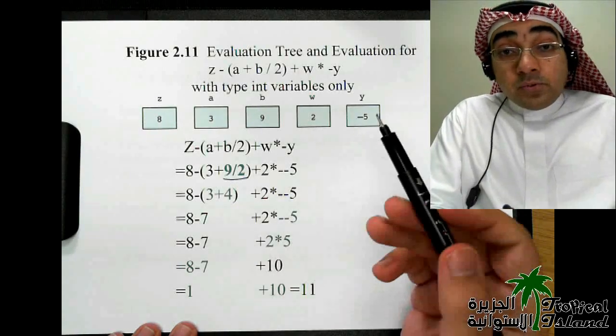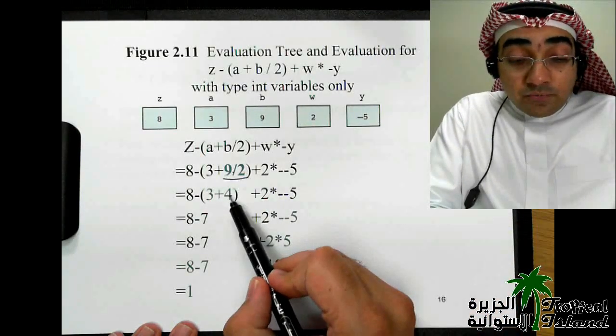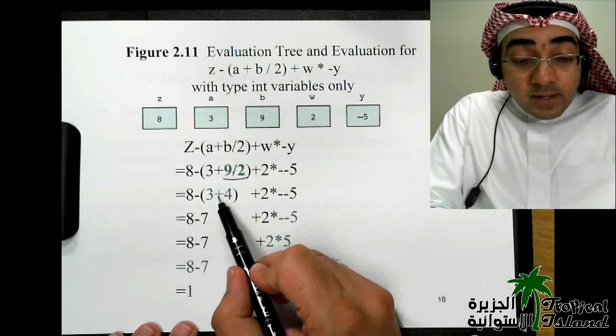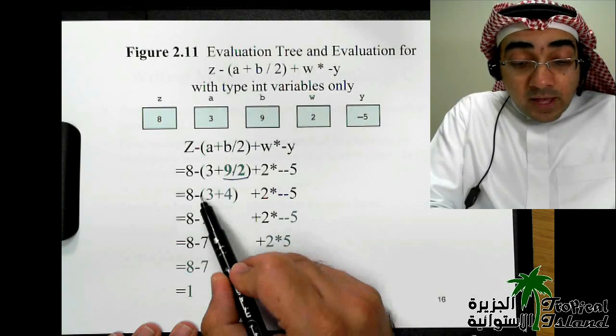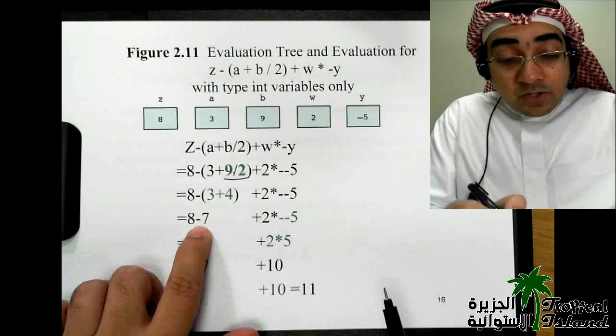So 9 divided by 2, this is an integer division. 9 divided by 2 is 4. Okay, no decimal points. And then we add 3 into it, so it becomes a 7. Okay, so we have to evaluate the parentheses first. So we finished evaluating parentheses.